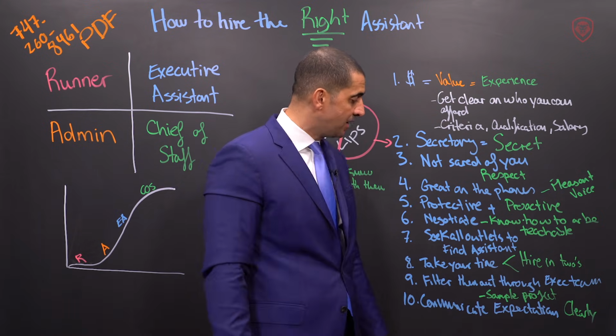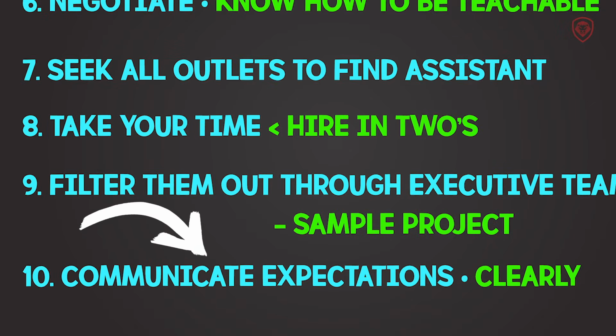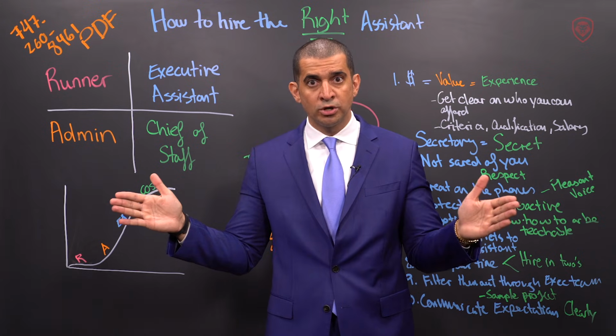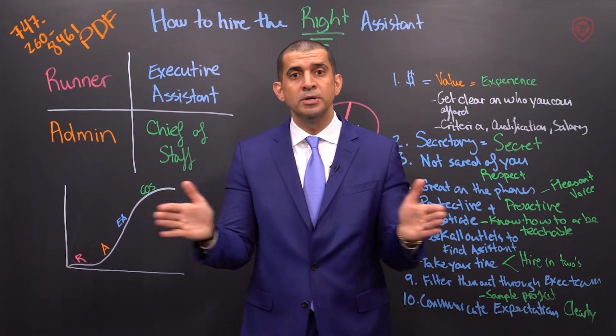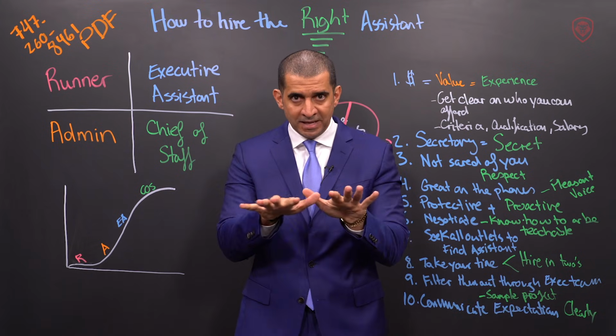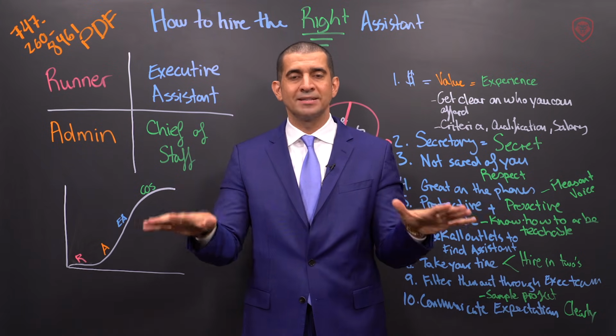And last but not least, number 10, communicate expectations clearly. One of the biggest challenges why an employee didn't work out with me over the years is because the expectations weren't communicated clearly. The more you communicate expectations clearly, the better you do and retention goes higher because everybody knows what is expected of them.